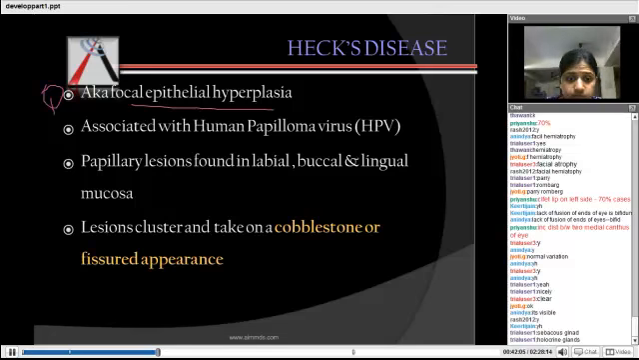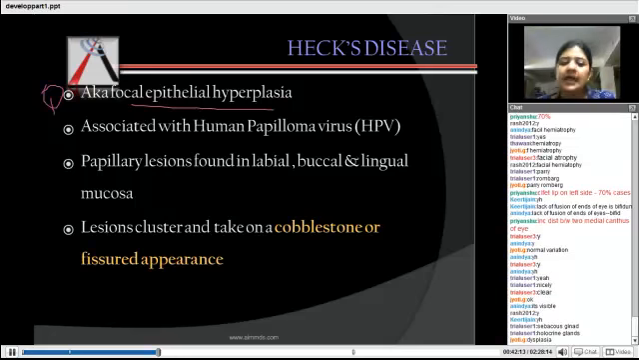And this disease has been found to be associated with, or rather caused by, a virus. The etiology is believed to be a virus, and the virus associated is the HPV, the human papilloma virus. This is also an MCQ.